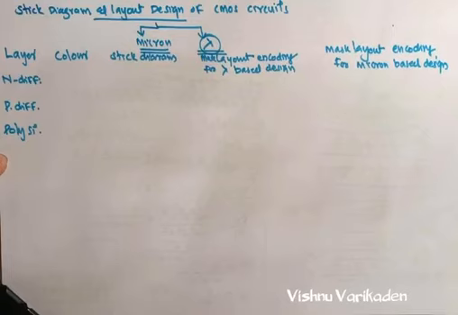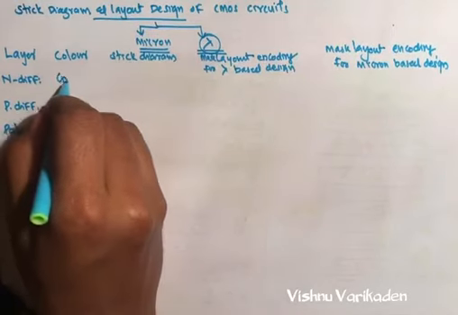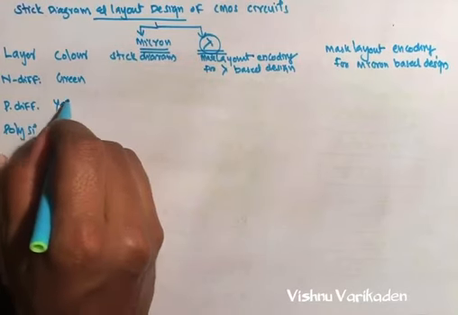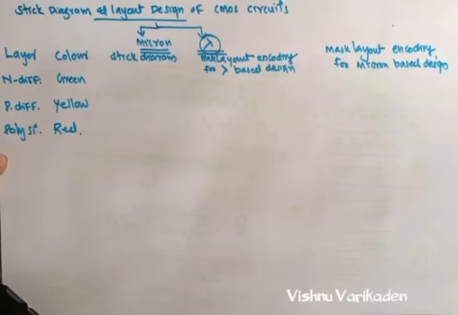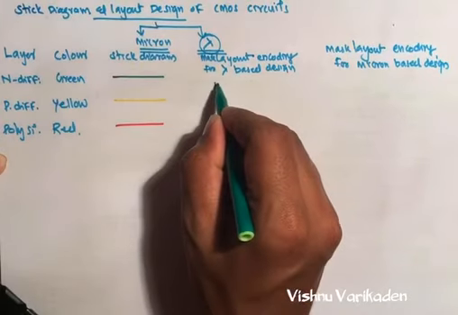In this, N diffusion we denote by green color. P diffusion is yellow and the polysilicon is red. In this stick diagram we can make sticks like green, this one is yellow, this one is red. But in our mask layout we can make it like this.